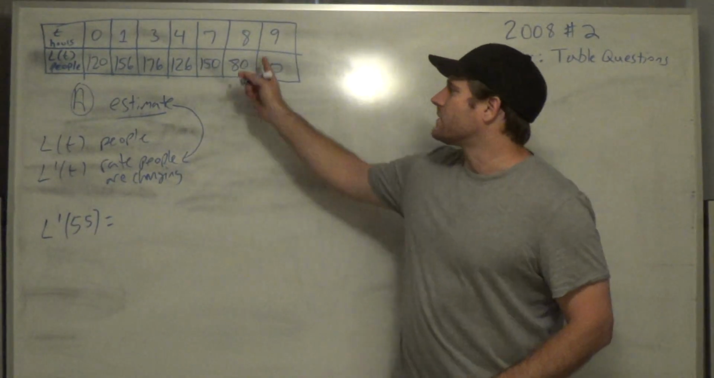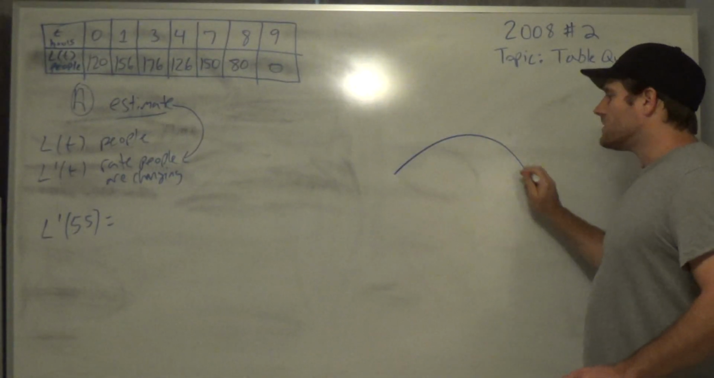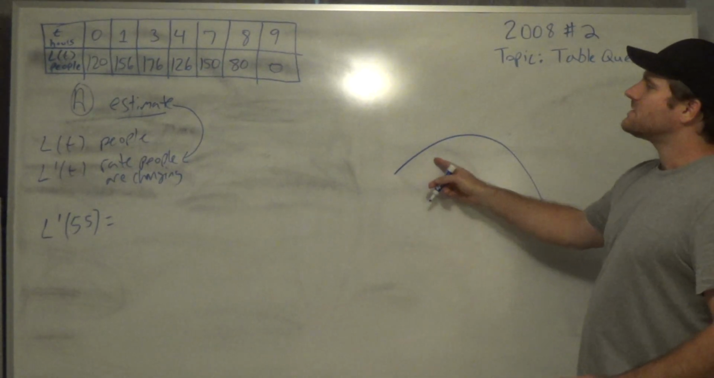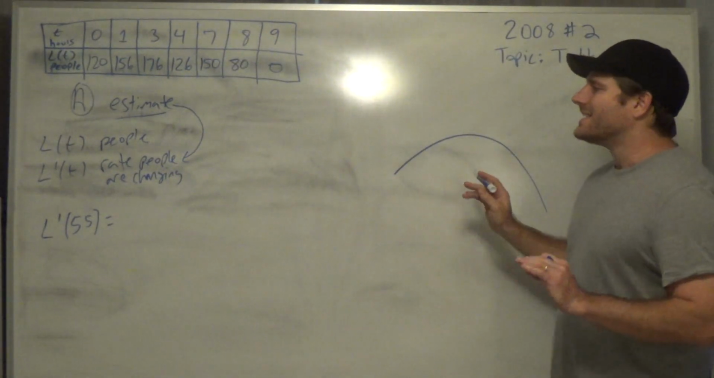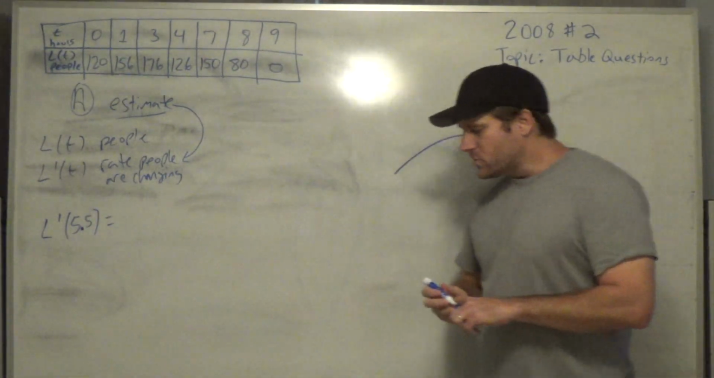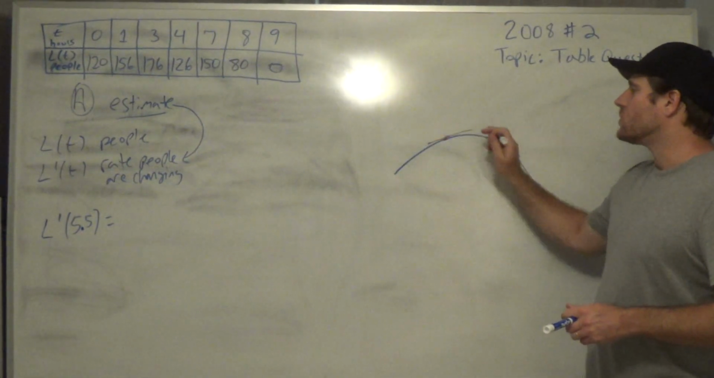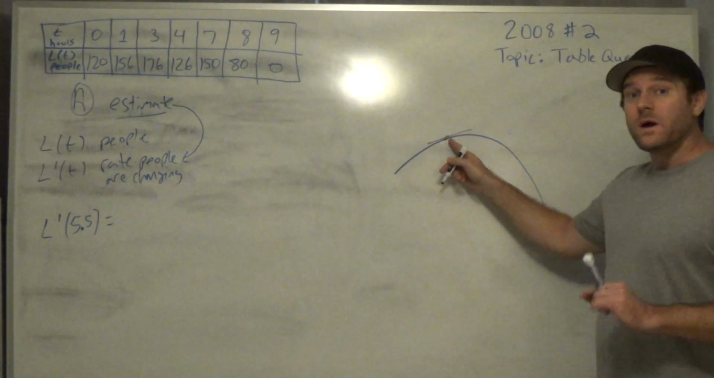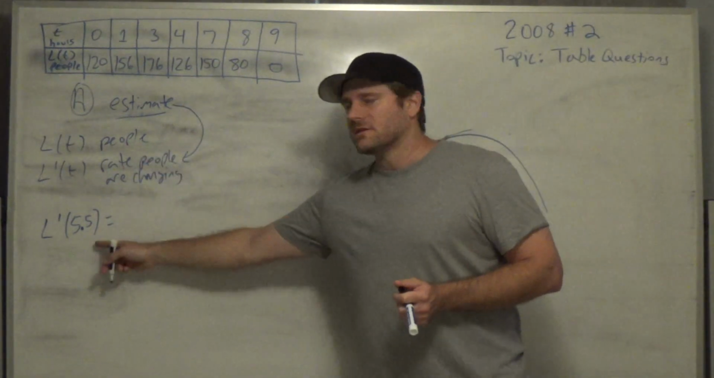Now let's just think about it. If you actually were able to graph this, it would look something like this. It's down here at 0, here it's at 120. The idea is L prime 5.5. What does that mean? If you were to actually find L prime 5.5, you would be finding the slope of the tangent line. But to find the slope of the tangent line, or the slope at one point, you need to actually have an equation.